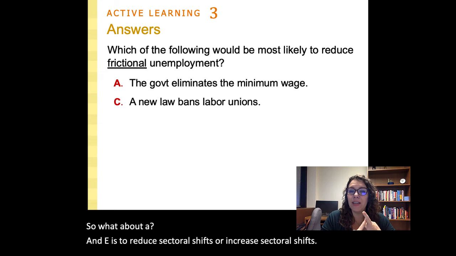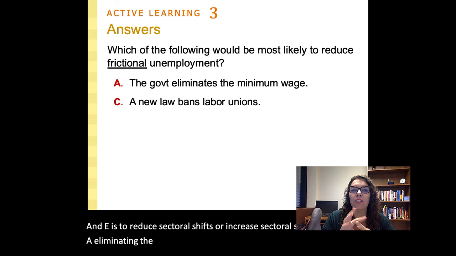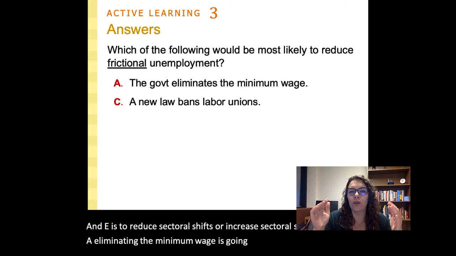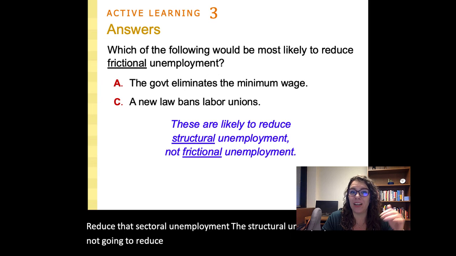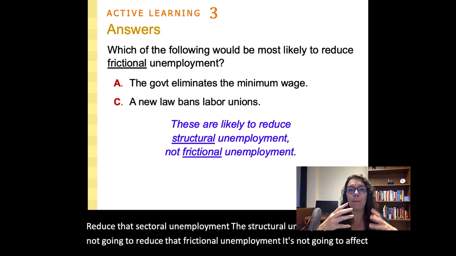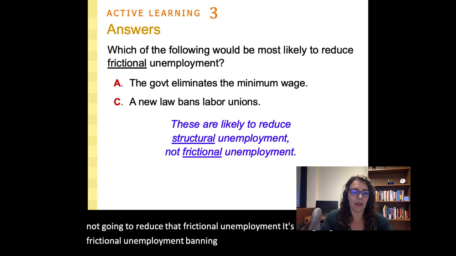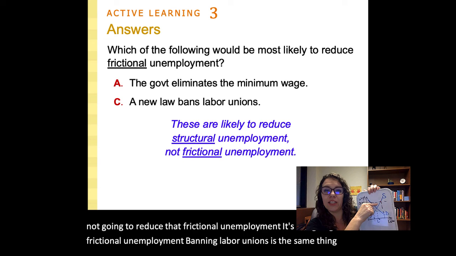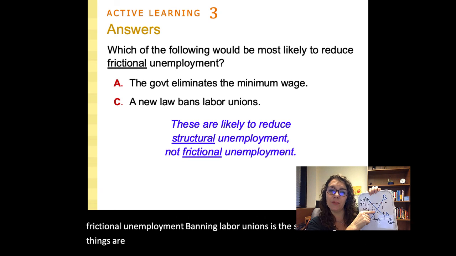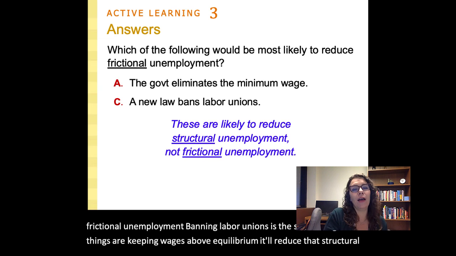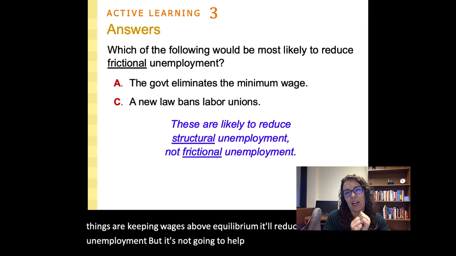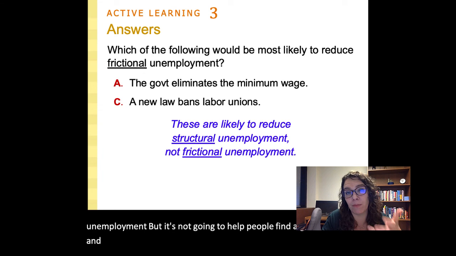A, eliminating the minimum wage, is going to reduce that sectoral unemployment, the structural unemployment. It's not going to reduce that frictional unemployment. It's not going to affect frictional unemployment. Banning labor unions is the same thing. If those things are keeping wages above equilibrium, it'll reduce that structural unemployment, but it's not going to help people find a good fit faster. And that's what frictional unemployment is.